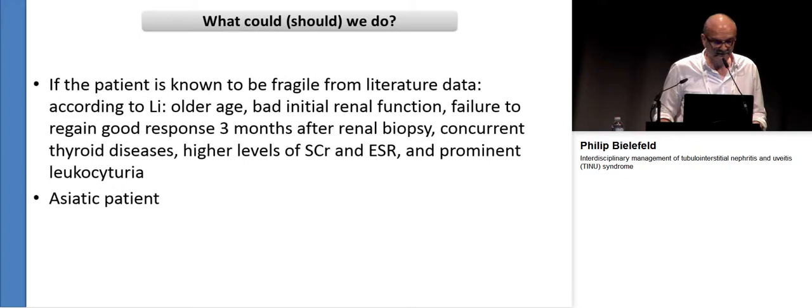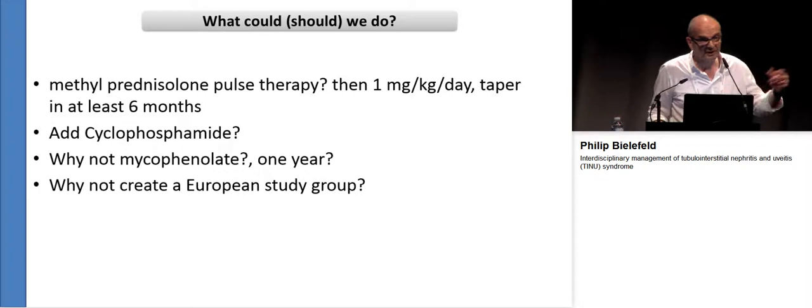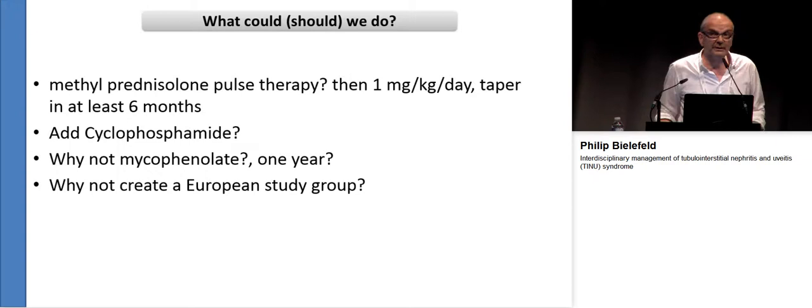If the patient is Asiatic, why not use methylprednisolone pulse therapy, then 1 mg/kg/day with a progressive taper at 6-9 months or more. Could we add cyclophosphamide, because probably corticosteroids alone would not be sufficient? Why wouldn't we use mycophenolate? For how long? 1 year? Why not? I think it would be very interesting to create a European study group about this subject.